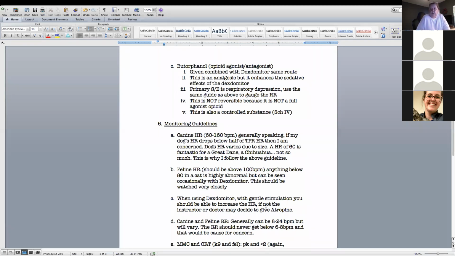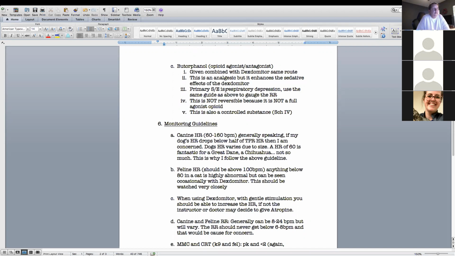So butorphanol is primarily used for pain management. The reason we're using it, these dogs aren't having anything painful done. It enhances the sedation of dexdomitor. So you're using it to enhance sedation. Butorphanol does have sedative properties, but it's primarily an analgesic.